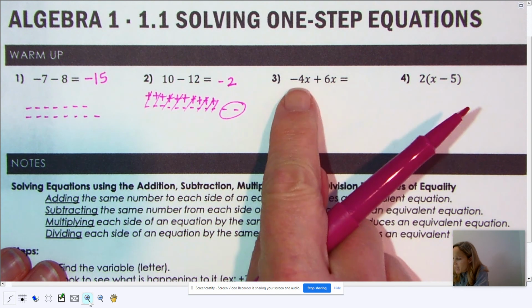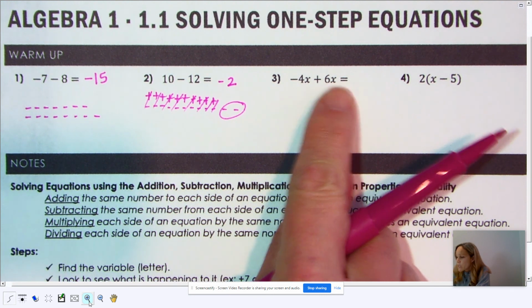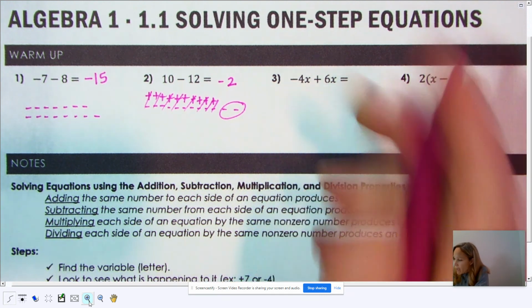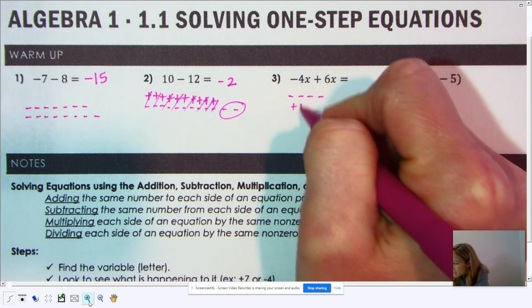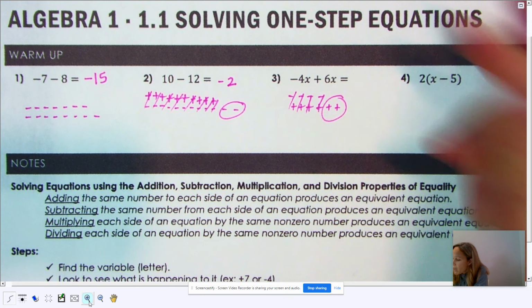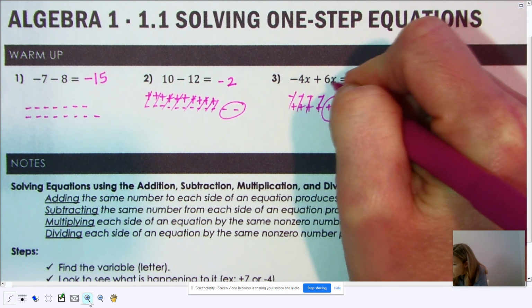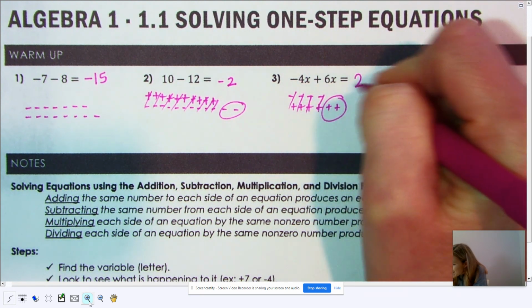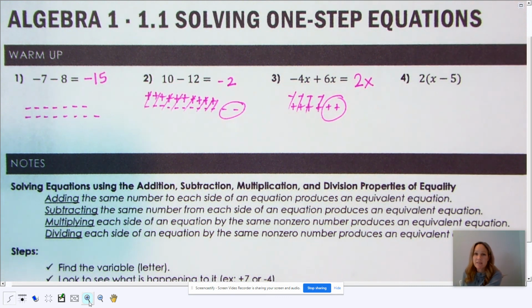Okay, same thing if we have x's attached. We just look at the coefficients. So if I have 4 negatives and 6 positives, then 4 of those would cancel. I have 2 positives left, so we have +2, but because we're talking about how many x's we have, x would stick to our answer.